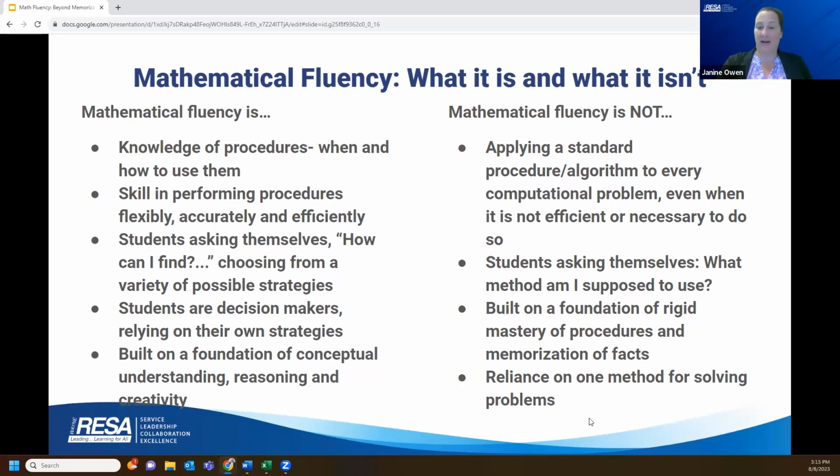And then choosing from a variety of possible strategies. The students are the decision makers relying on their own strategies. And it's built on a foundation of conceptual understanding, reasoning, and creativity. What mathematical fluency is not is applying a standard procedure or algorithm to every computational problem, even when it is not efficient or necessary to do so. It's not students asking themselves, what method am I supposed to use? It's not built on a foundation of rigid mastery of procedures and memorization of facts. And it's not a reliance on one method for solving all the problems that they encounter.